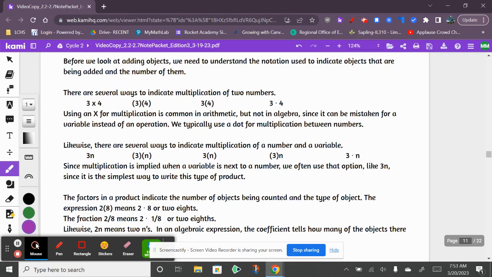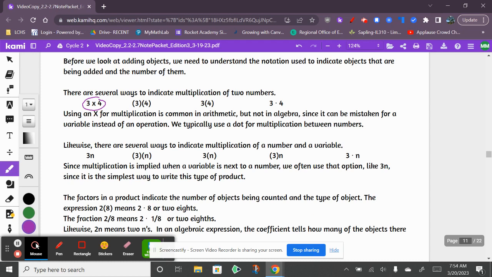So before we look at adding objects, we need to understand the notation used to indicate objects that are being added and the number of them. There are several ways to indicate multiplication of two numbers. When two numbers are being multiplied, we might use an X symbol, although when we usually look at actual problems, an X symbol isn't usually used because it can be mistaken for the actual variable in that operation. And so we typically would use a dot, or we would use parentheses either around both numbers or around the second number.